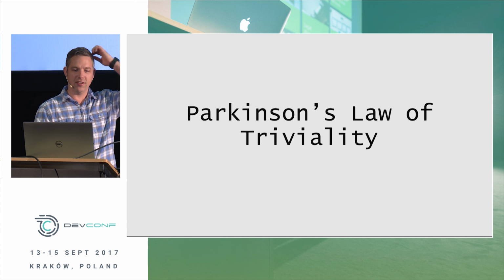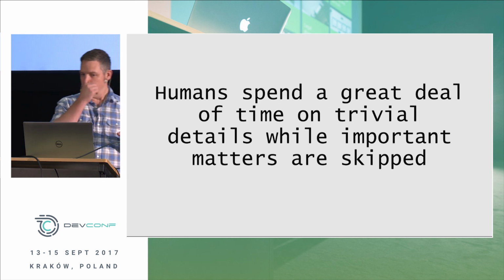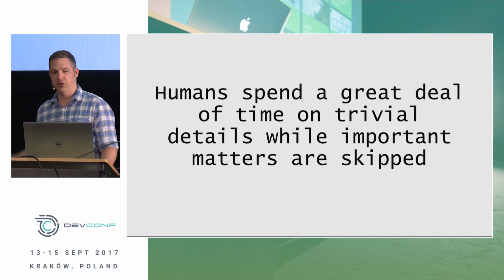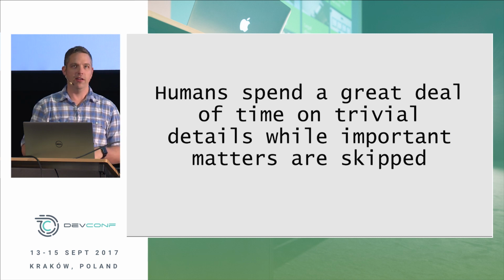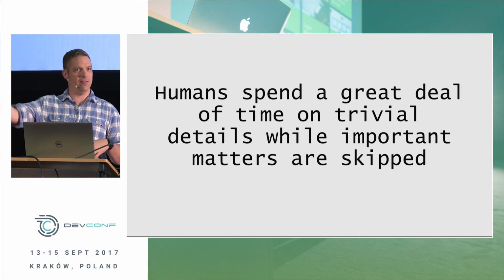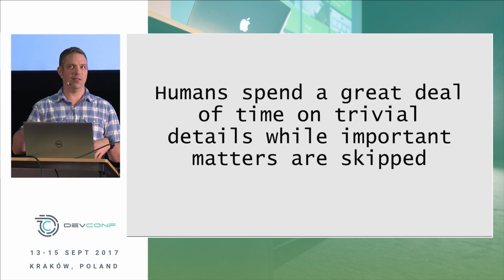This law, Parkinson's law of triviality, says that humans spend a great deal of time on trivial details while the more important matters are skipped. And this is especially true for us as developers. We spend a lot of time on stupid stuff that doesn't actually matter to the end value to the client. We spend a lot of time automating our jobs, and that's okay. It's the other stuff that doesn't really provide any value to anyone that we seem to spend a lot of time on.